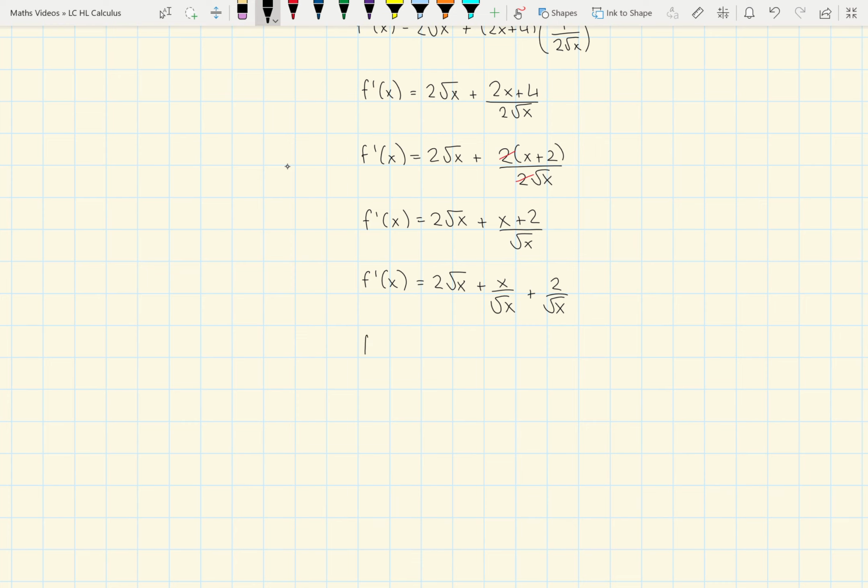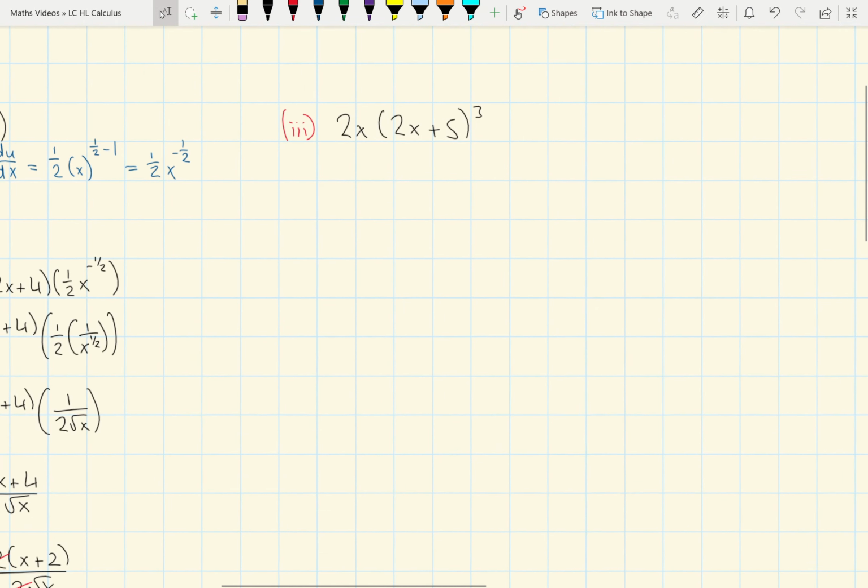And then your calculator, if you check any number over the root of itself, it'll just give you back the root of that number. So we'll get root x plus 2 over root x. So for like with like, we have root x plus 1 root x. So my answer at the end is going to be 3 root x plus 2 over root x. And that's part 2 answered.